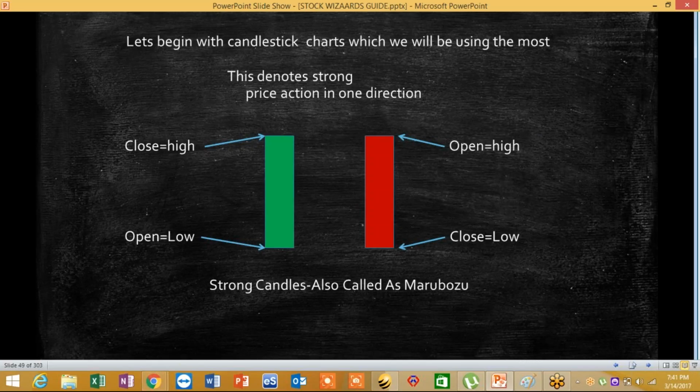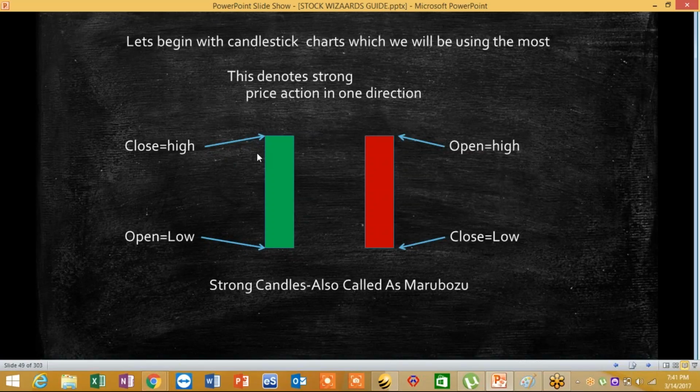So this is a basic Marubozu candle. You might have seen in your charts that suddenly a stock opens at this level. This is the open, and you will see the volume increasing very high, and there will be a sudden increase in the price of that particular stock.